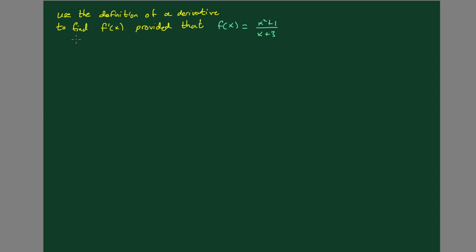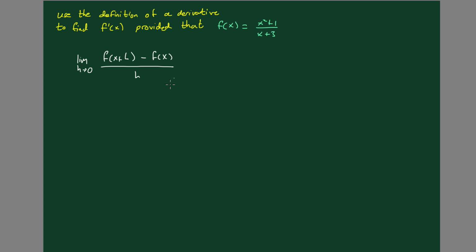So the problem we have here is to use the definition of a derivative to find f prime of x, provided that f of x is equal to (x squared plus 1) divided by (x plus 3). The definition of a derivative is the limit as h approaches 0 of (f of x plus h minus f of x) divided by h.